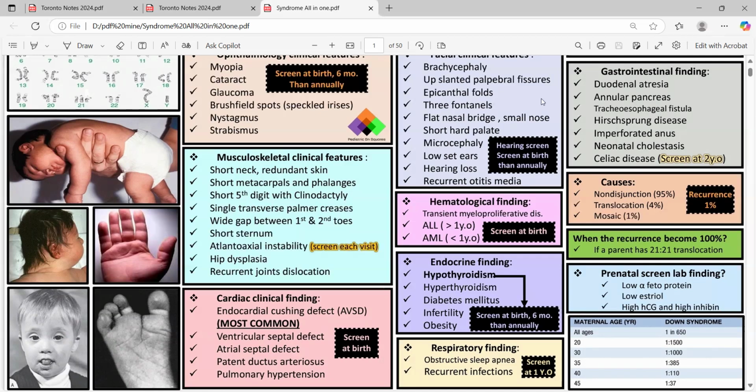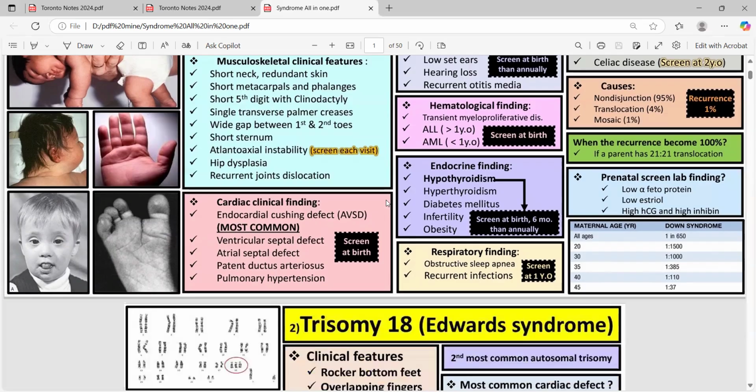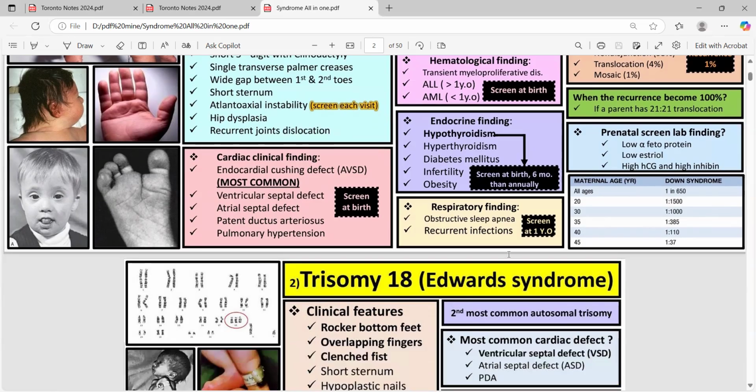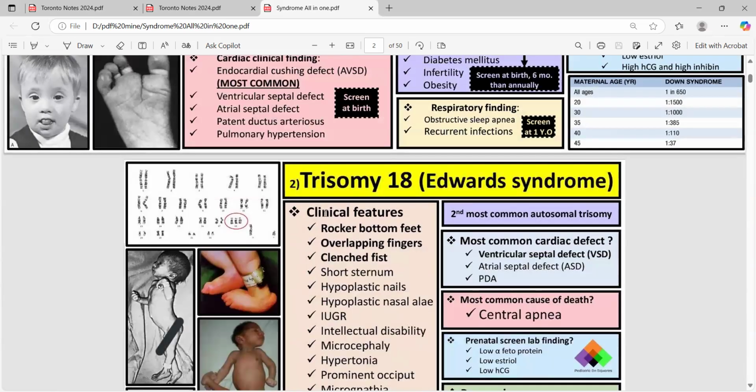So at least keep Down syndrome in your head. I put it here for your understanding of which screening you have to do at which time, and you have to remember it on your fingertips. Then there is trisomy, and you can read all of them. I will share all of that, so we'll not waste our time reading all of them again. Let's move on to the next one.